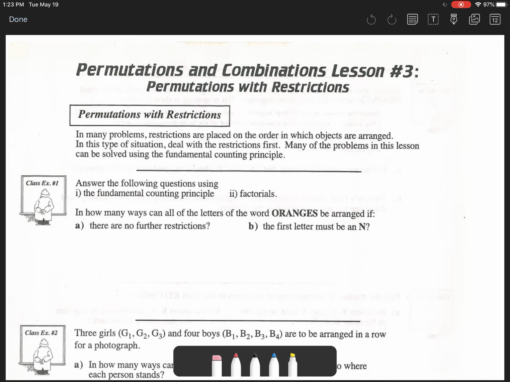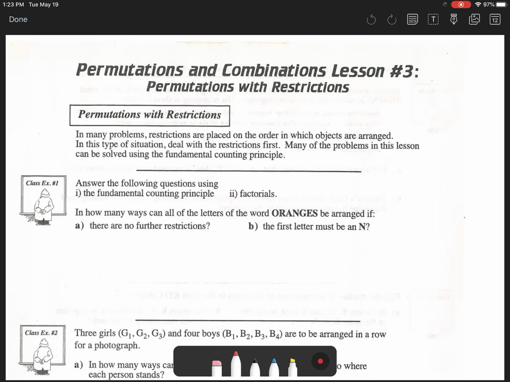So if you remember from last day, we saw a couple questions that did have restrictions in them. And the key thing is that we always deal with the restrictions first, okay? So that's what you're going to see with these questions. I always deal with the restrictions first. And then whatever's left in the remaining part of the problem, we solve like we kind of did in last day's lesson, okay?